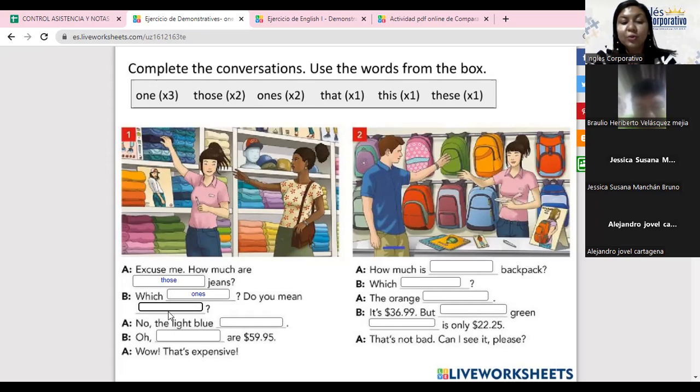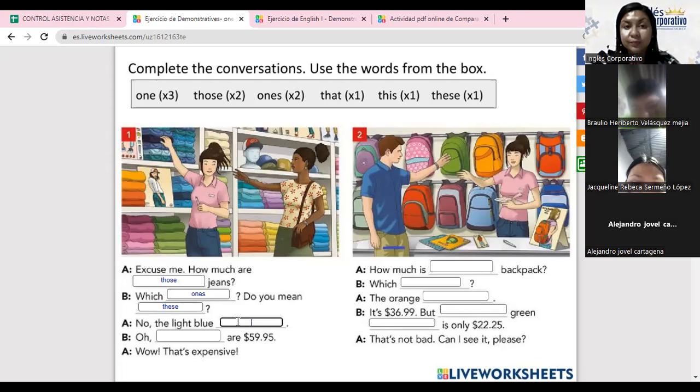Do you mean these? In the plural it's a little longer in pronunciation. These? No, the light blue. That? Once, because it's plural. No, the light blue one. Those are $59.95. Wow, that's expensive. Okay, conversation two.